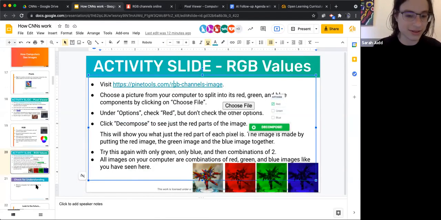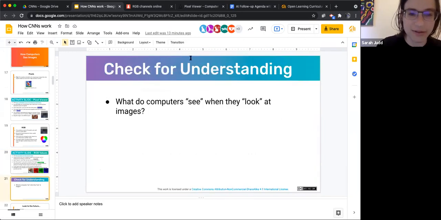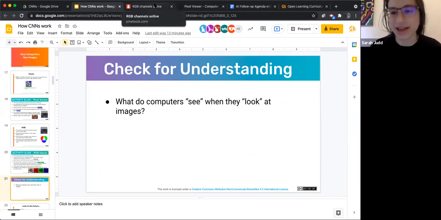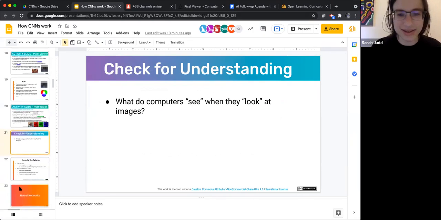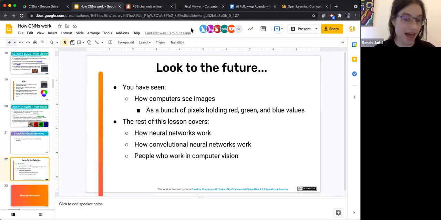So that is how computers view images. What are computers seeing when they look at images? As a human, we tend to see the whole image all at once. And as a machine, you're looking at pixels. And what you know about the pixels is what their numeric red, green, and blue values are. So now that we understand that, next we are going to talk about how neural networks work.